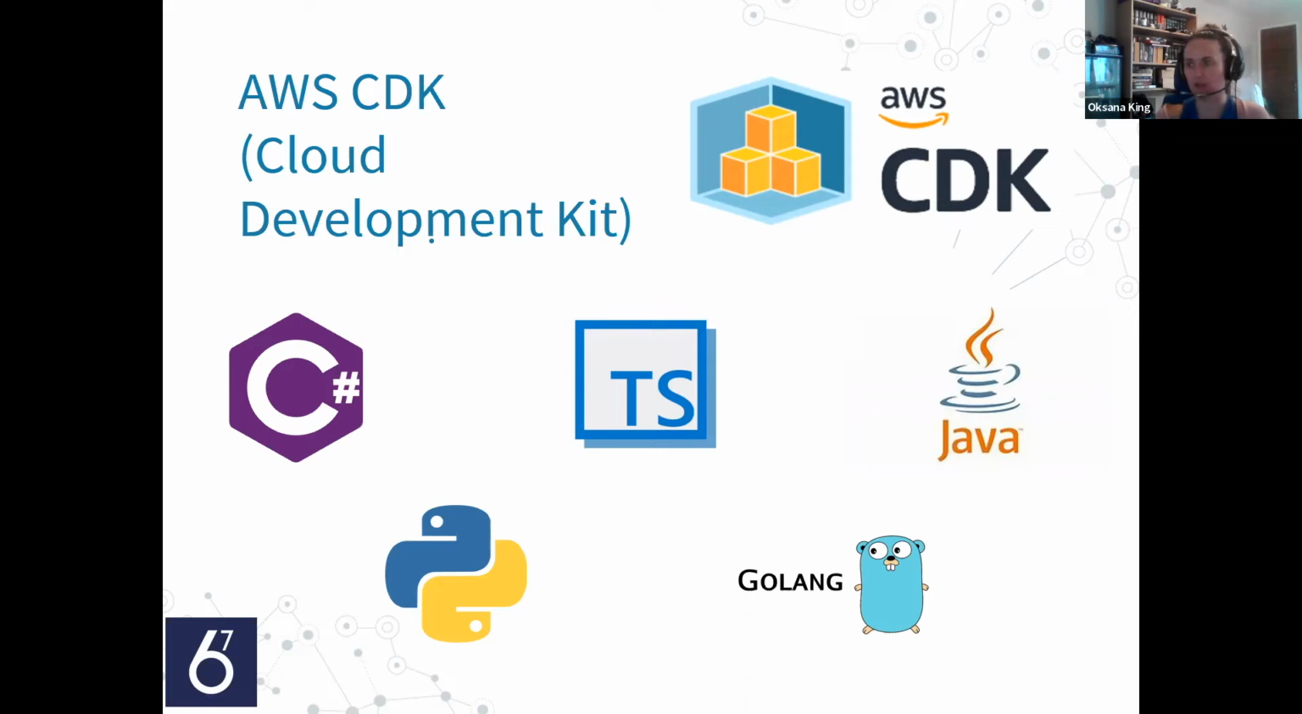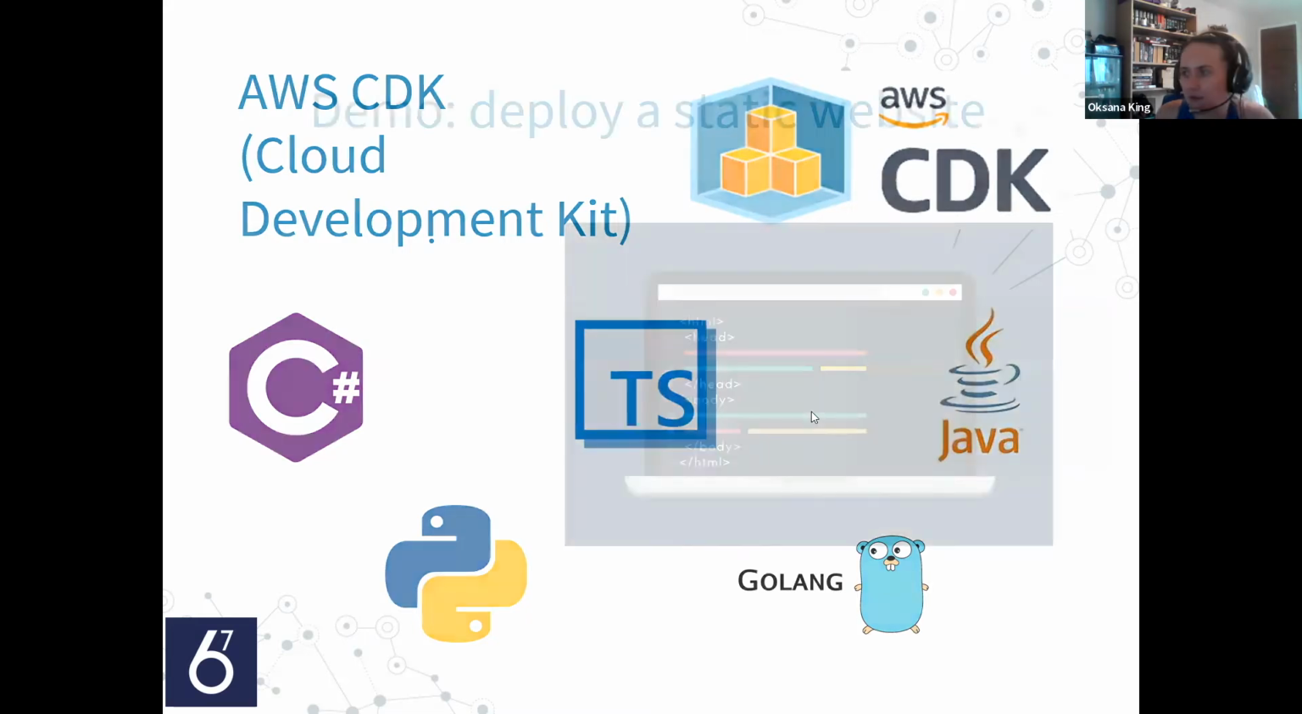A few words about AWS CDK. CDK stands for Cloud Development Kit, and it lets you provision infrastructure in the AWS cloud by using popular programming languages such as Java, Python, TypeScript, C#, JavaScript, and Go. I've chosen it for the demo because it uses a programming language.